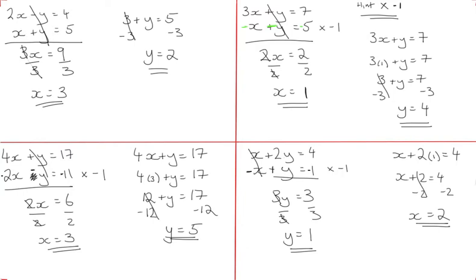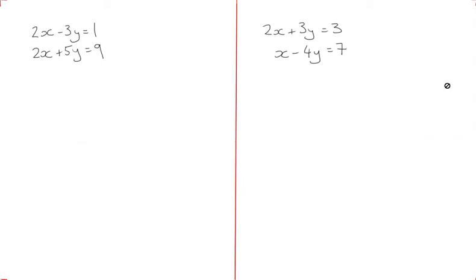Now, we've been lucky so far because here we didn't have to change anything. And in this sum here, and in this sum here, and in this sum here, all we had to do was multiply one of the equations by minus 1, because all we had to do was change the sign in front of the x here, the y here, and the y up here. We didn't have to change any numbers. But we are going to start looking at some numbers. So let's have a look at this one here.